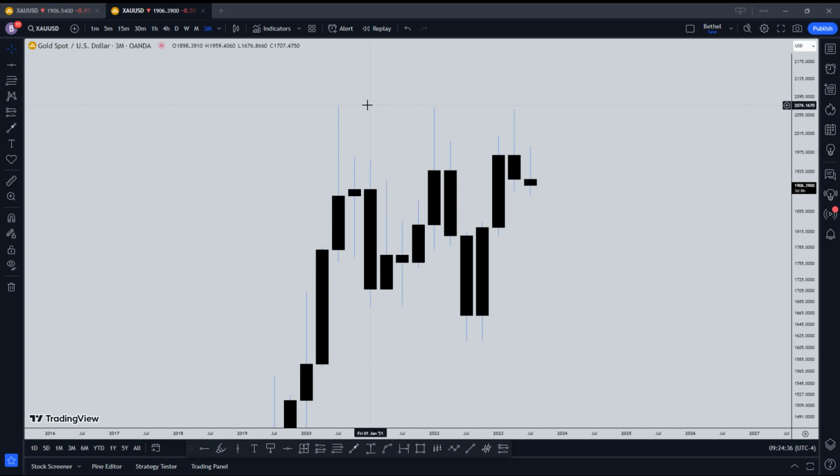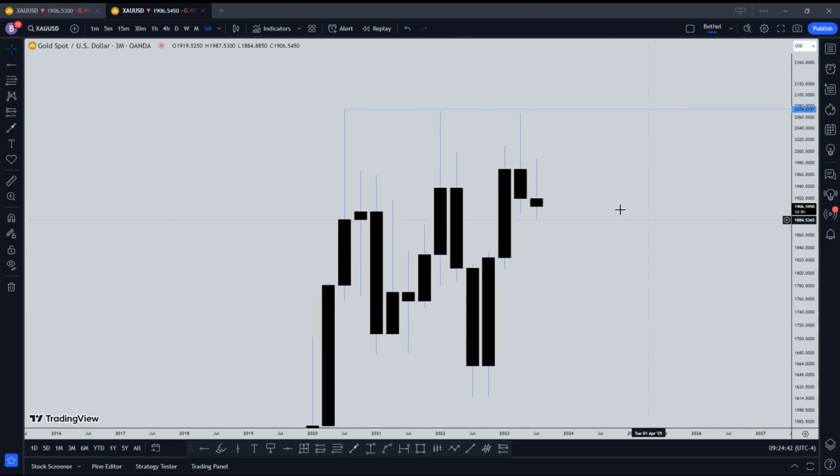That means the market is finding it difficult to make it past this high. Once you are coming closer to this high, money is taken out of the market.